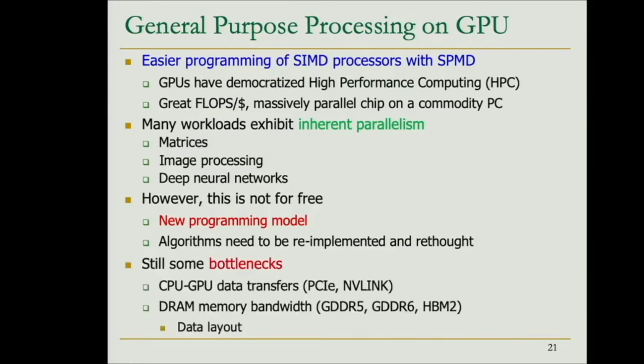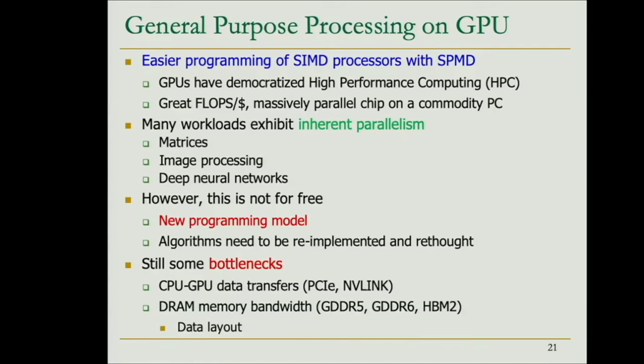And even though GPUs are super powerful, super fast, there are still some bottlenecks. The first bottleneck is the fact that the GPU is an accelerator, right? And it's typically connected to the main system through PCI Express, or now, for example, NVLink, which is a faster kind of PCI Express that can achieve a little bit higher bandwidth, but still is one order of magnitude slower than accessing memory.